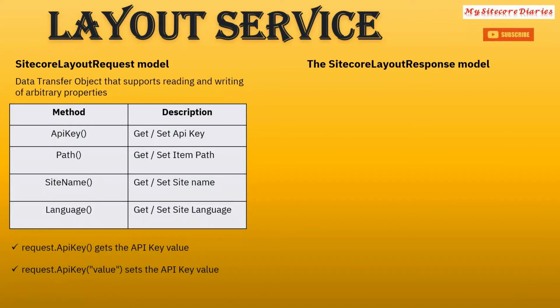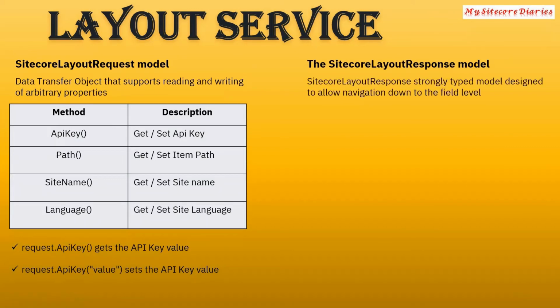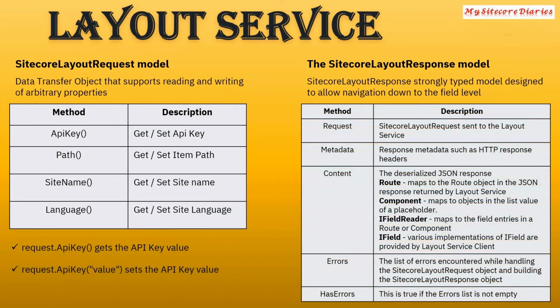Okay, so the Sitecore layout response model is a strongly typed model designed to allow navigation down to the field level. It is a response of the layout service. There are different methods which we have. Request method, which provides you the data related to the Sitecore layout request. Metadata will provide the metadata such as the HTTP response. Then you have content.